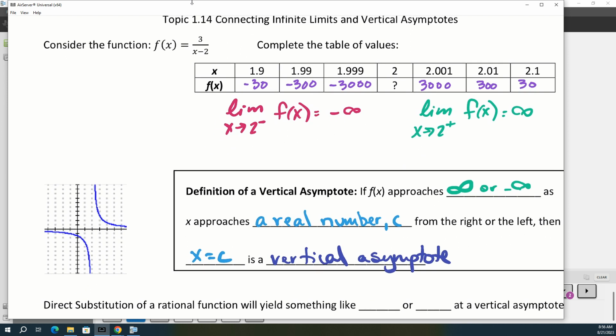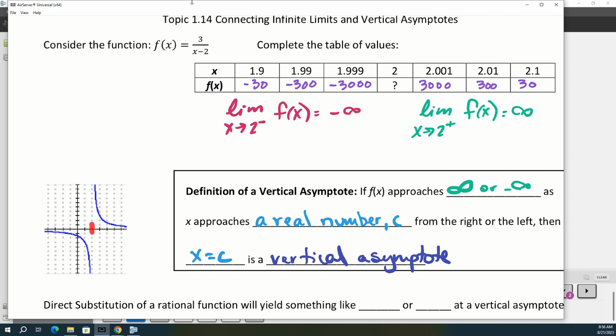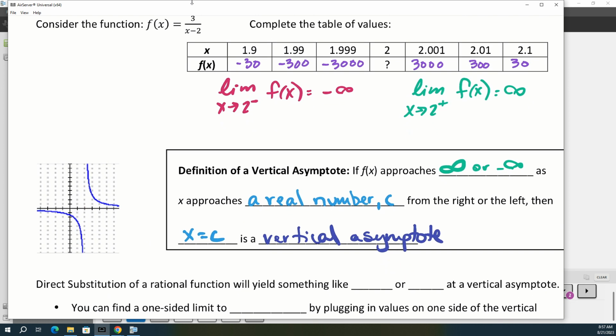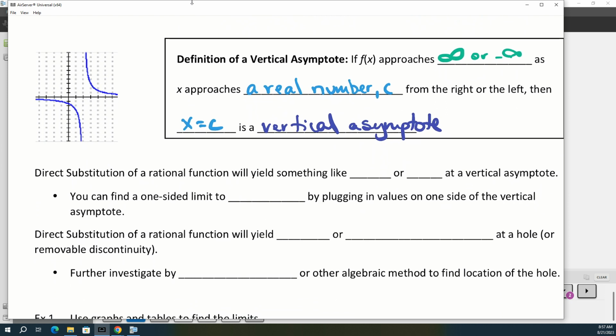Okay, and then over here I have the graph of this function, and you can see as you approach 2 from the left, the graph is approaching negative infinity. From the right, the graph is approaching positive infinity. Now this is review, and this was actually on your quiz. Direct substitution of a rational function will yield something like 5 over 0 or negative 2 over 0 at a vertical asymptote.